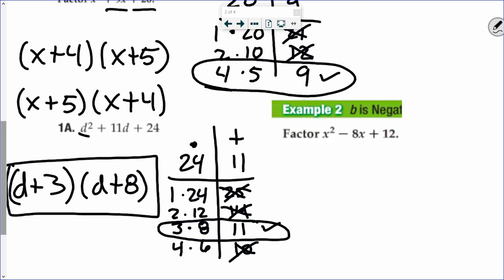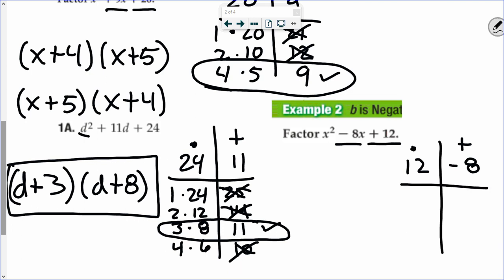All right, so example 2, slightly different here. We're looking for numbers that multiply to 12, that's the last one, and add to, well, the add to is a negative. So we've got to think for a second. What type of numbers multiply to a positive and add to a negative? Well, as we talked about earlier, a negative number times a negative number results in a positive, and a negative number plus a negative number results in a negative. So it looks like we're going to have a negative times a negative.